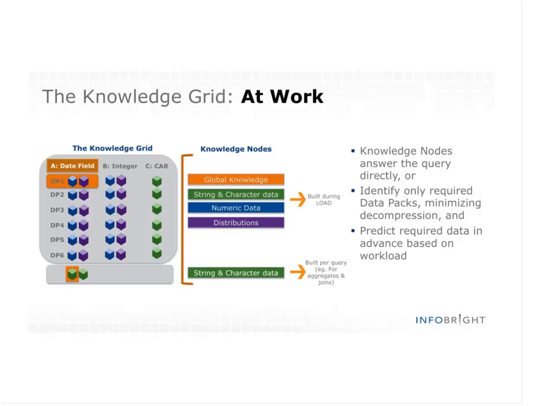In many cases, the answer can be determined directly from the knowledge nodes. If the answer can't be provided by the knowledge nodes in the first pass, another pass uses the knowledge grid to identify which data packs are relevant, which data packs are irrelevant, and which data packs may or may not be relevant, or suspect. The goal here is to eliminate data packs that are completely irrelevant to the answer in order to minimize the number of data packs that need to be loaded from disk and decompressed to retrieve the answer to the query. Obviously, the fewer data packs that need to be loaded and decompressed, the faster the query responds. So in a nutshell, this is how Infobright derives its excellent ad hoc query performance.